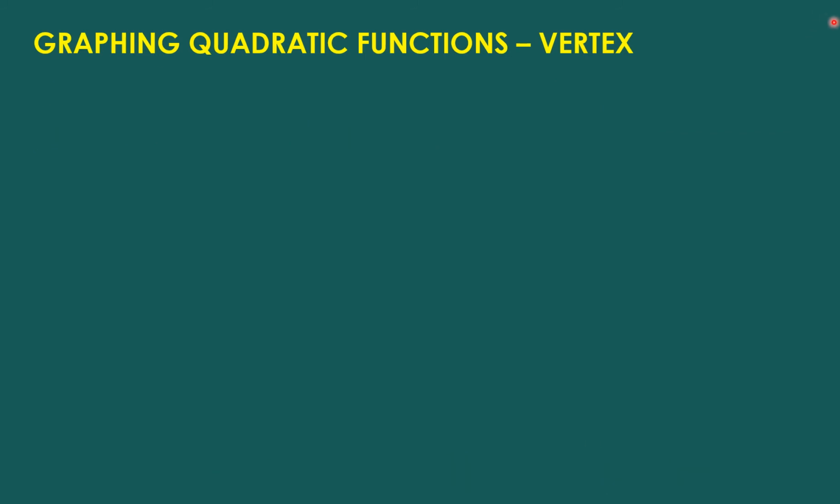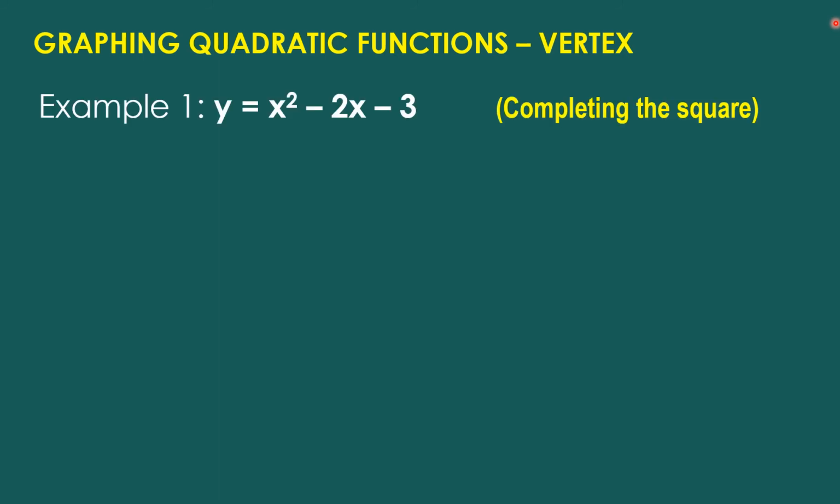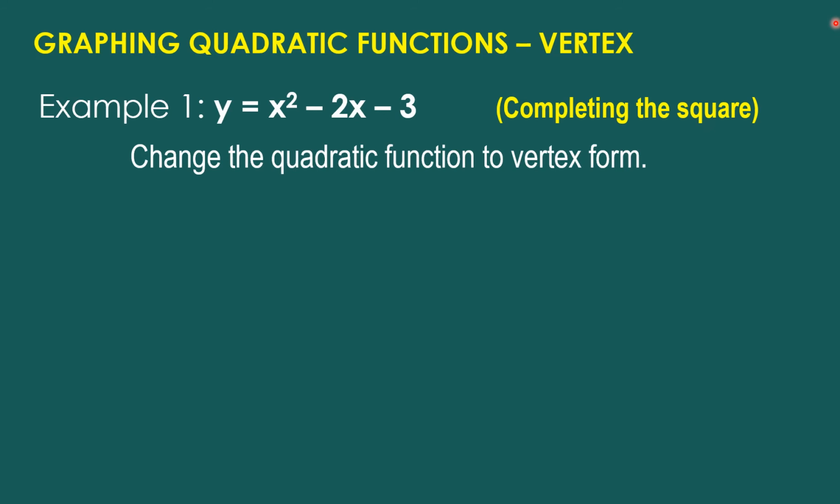This time, how do we determine the vertex if the graph of the quadratic function is not given? For example, we have here y equals x squared minus 2x minus 3. As we have discussed before, there are two ways on how we can do that. We just need to change this into the vertex form. The first one is through completing the square, and the other one is using the formula to find h and k. Let us first use the completing the square.